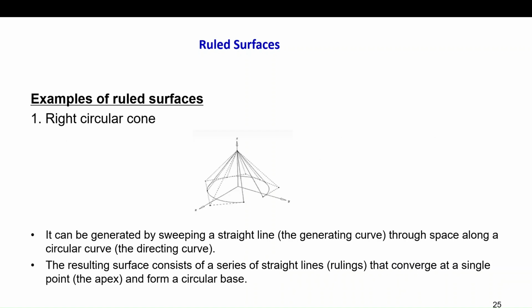And talking about some examples of ruled surface, here is a right circular cone. Here we have a circle and a straight line. If we sweep a straight line across the circular curve through space, then a right circular cone ruled surface can be obtained. Here the straight line represents the generating curve and the circular curve represents the directing curve. All this series of straight lines are called rulings, and they all converge at a point, the apex, to form the circular base.